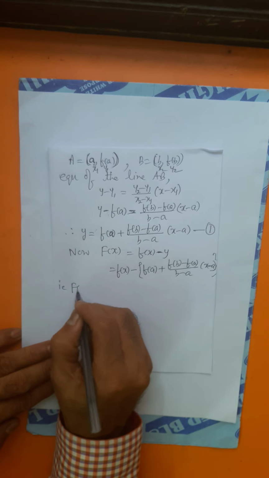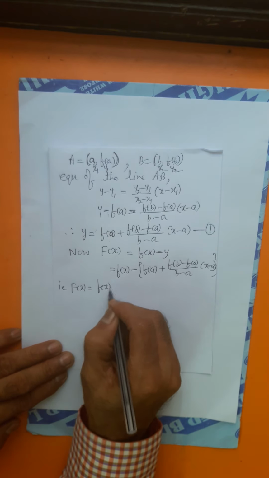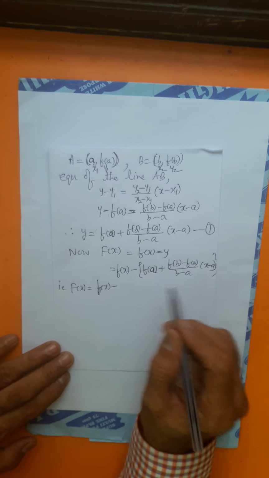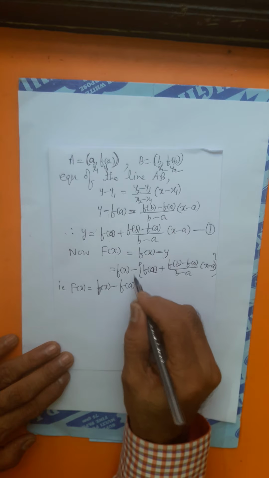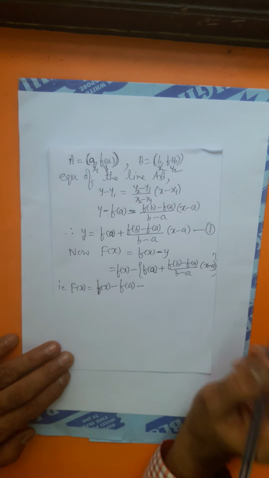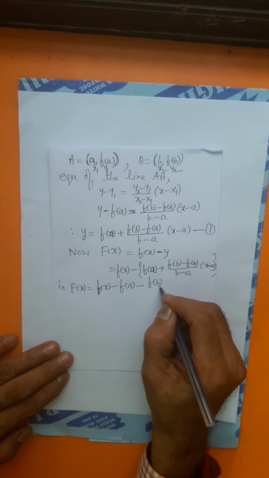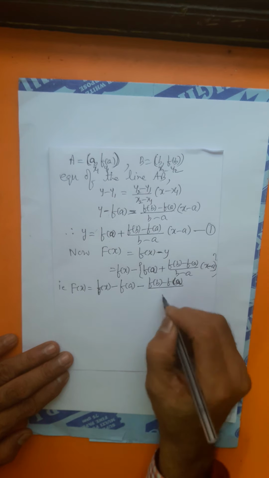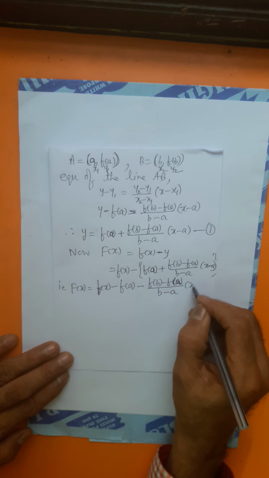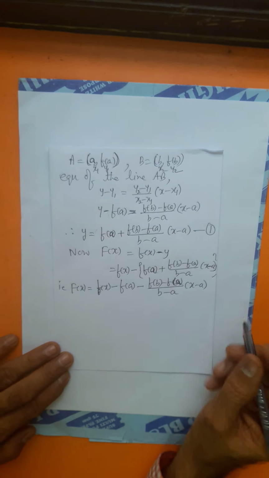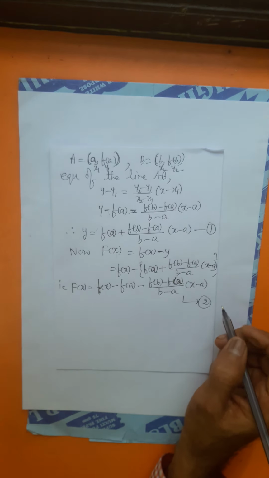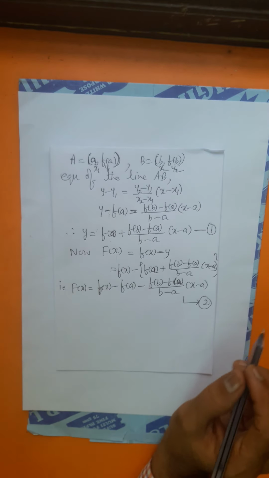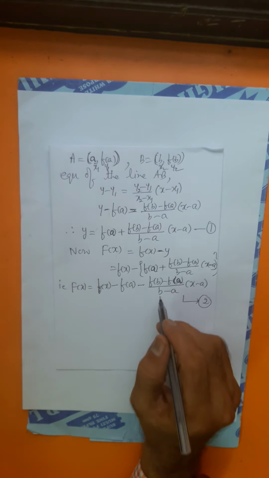Fine. Now look, I rewrite this. That is, capital F of x is equal to small f of x minus, please open the bracket, f of a plus (f of b minus f of a) divided by (b minus a) into (x minus a). Call this equation number 2. At this stage, you are going to apply Rolle's theorem for this function.